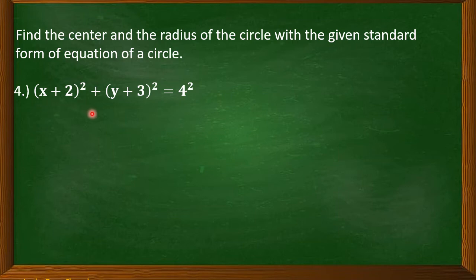How? Okay. This is the value for our h and this one is the value for our k, because our center consists of the values of h and k. So our center now is negative 2 and negative 3. Here we have positive 2.